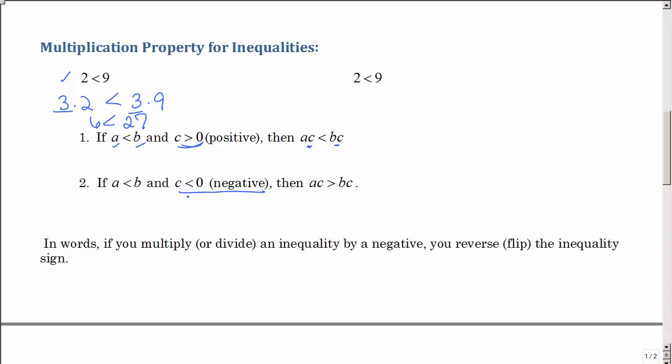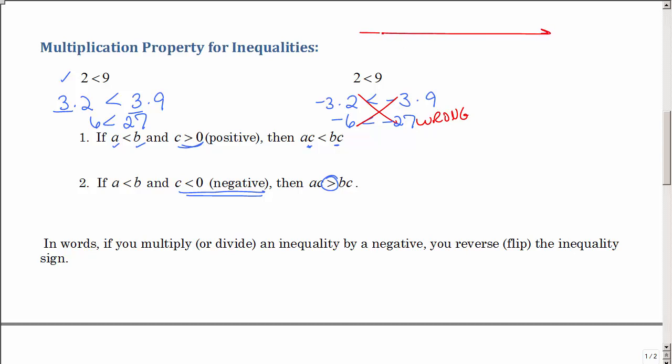However, if I multiply by a negative, we flip that. So if I multiply by negative 3, and I left my sign like I just did, I would be saying negative 6 is less than negative 27. And that is wrong. Alright, if you look at a number line, here's 0, here's negative 6, here's negative 27. Negative 27 is not bigger than negative 6. It is less than negative 6. So we would have negative 6 is greater than negative 27.